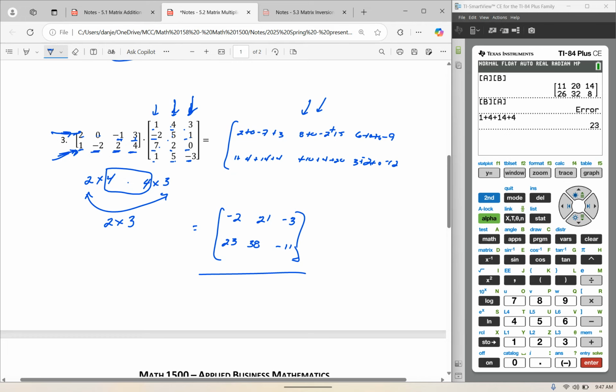Again, I could use the calculator. I've shown you how to do that. It would just be a matter of changing your matrix A and your matrix B.